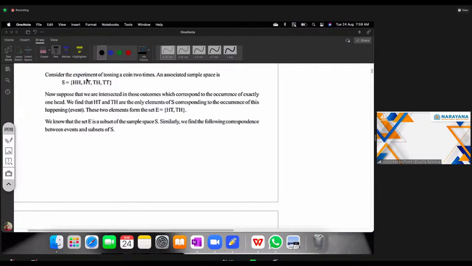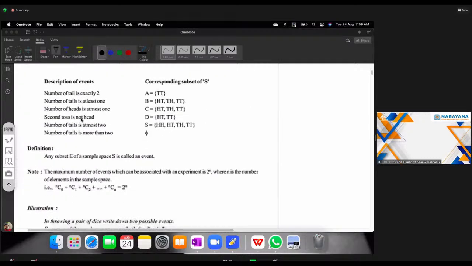So sample space, any subset of sample space is called the event. Okay. So when you consider the experiment tossing a coin 2 times, what is the sample space? HH, HT, TH, TT. Now you can take the event as getting a head and getting a tail, one event. Getting 2 heads, one event. Getting 2 tails, one event. Okay. So you can take any one as the event.